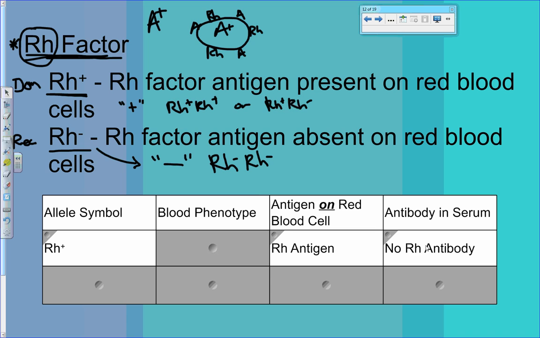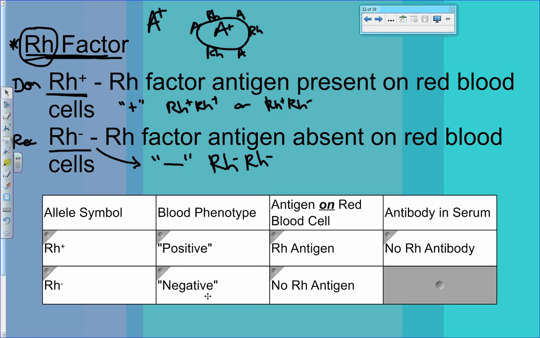And so you do not have the Rh factor on your blood, but you would have, and this is important down here because this is a key thing when we're doing blood typing, you would have antibodies against Rh. So that has some implications when we start donating blood.